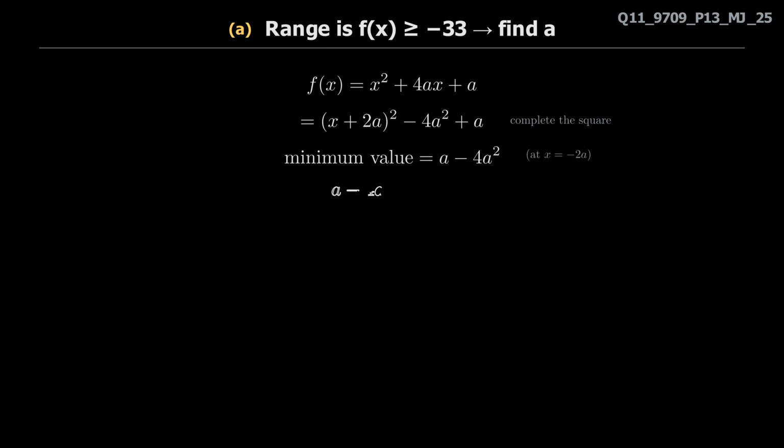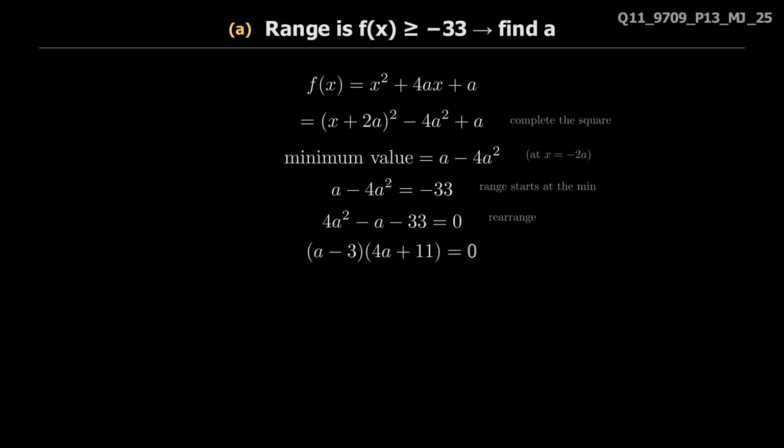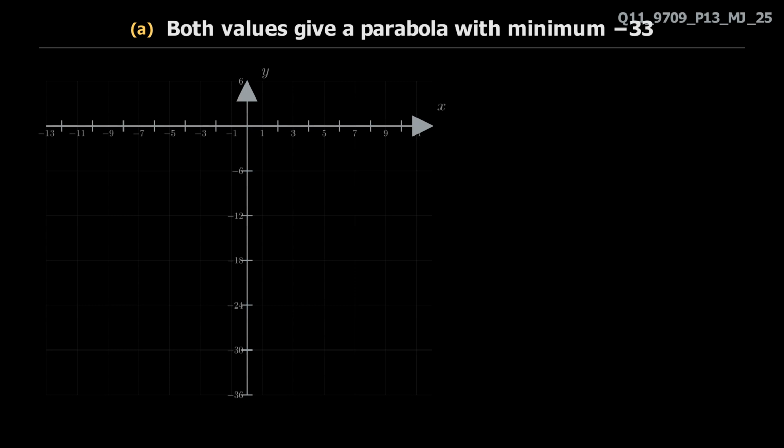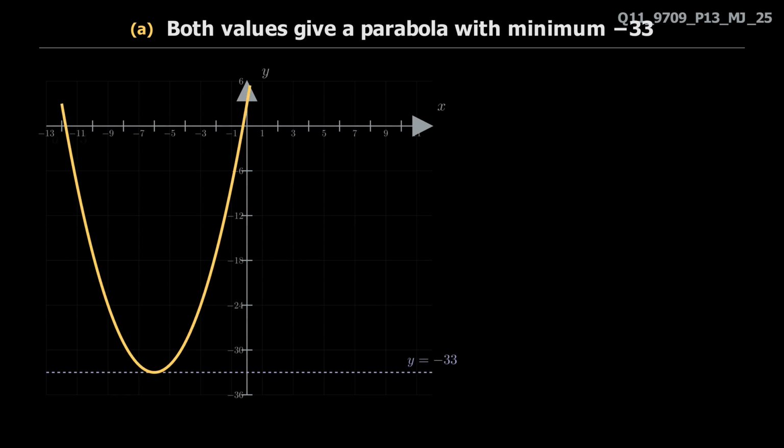Range f of x greater or equal minus 33 sets the minimum to minus 33. Rearrange to 4a squared minus a minus 33 equals 0. Factorize. a equals 3 or a equals minus 11 quarters. Two values of a satisfy the range condition. Both parabolas touch the line y equals minus 33 at their vertices.